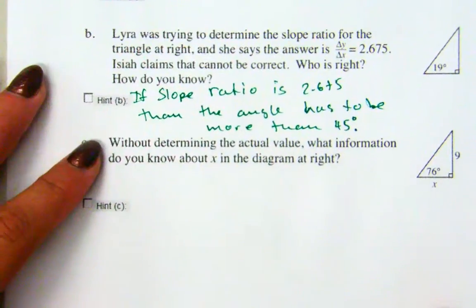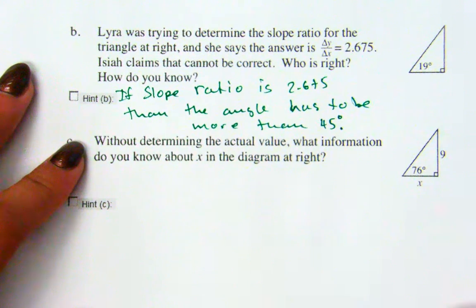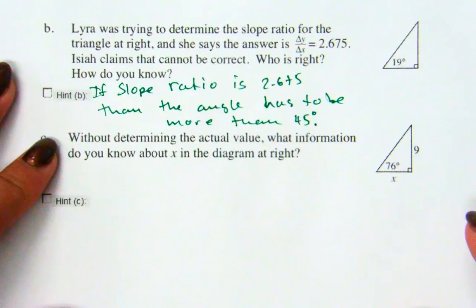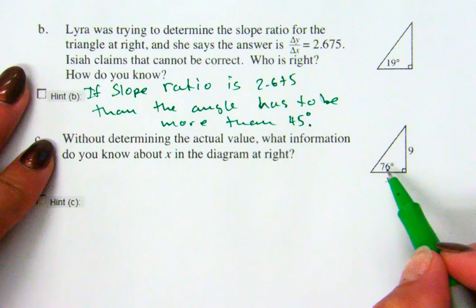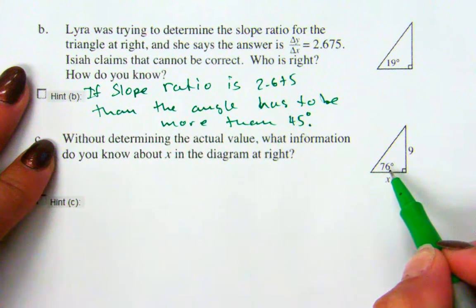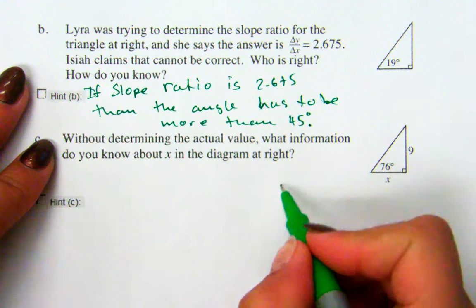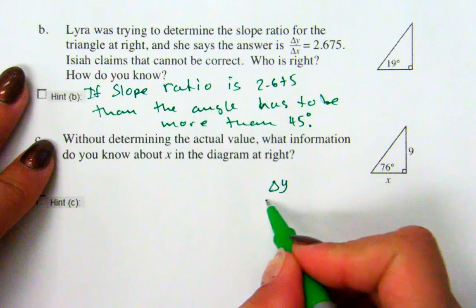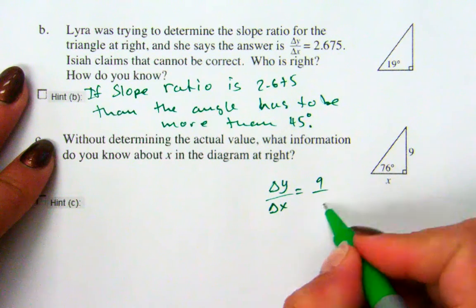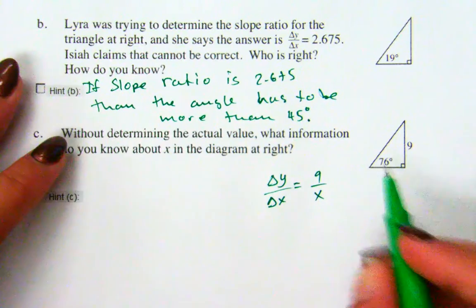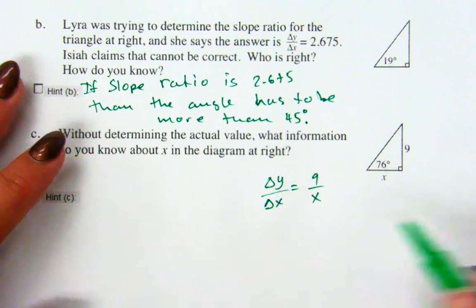Okay, now the last one, it says, without determining the actual value, what information do you know about x in the diagram at the right? Well, 76 degrees is more than 45 degrees, right?